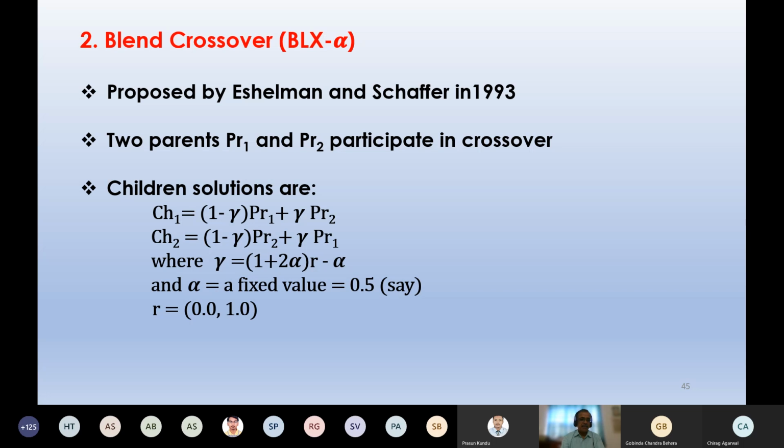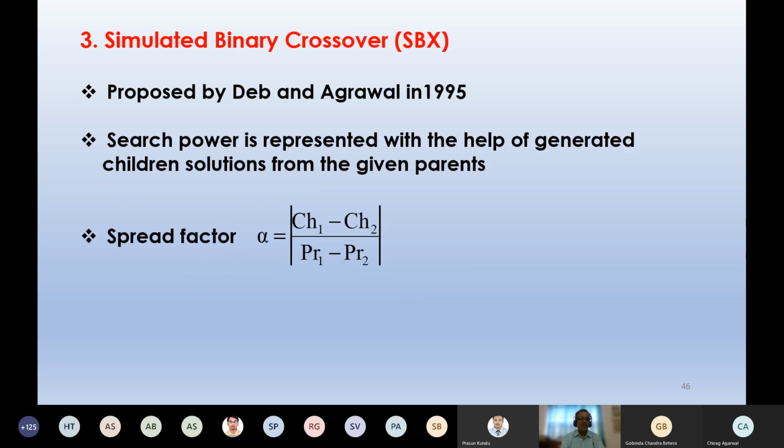Then in the year 1995, another crossover operator was proposed that is known as simulated binary crossover, that is SBX, and that was proposed by Deb and Agarwal in the year 1995. And you'll be astonished to listen, this was the outcome of one MTech thesis at IIT Kanpur. That MTech thesis was done by Ram Bhushan Agarwal.